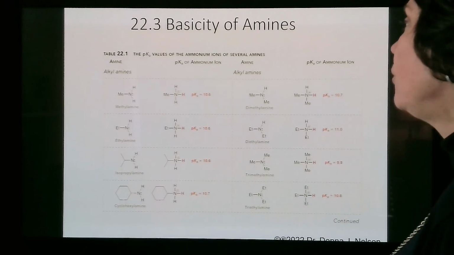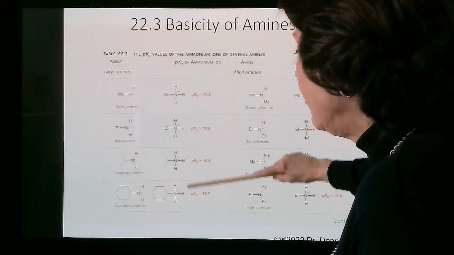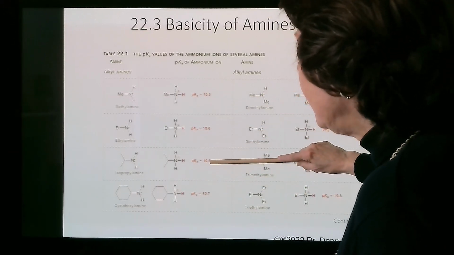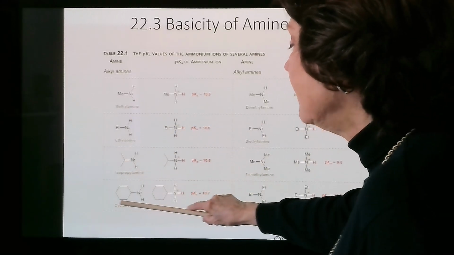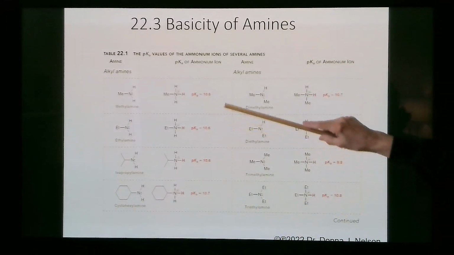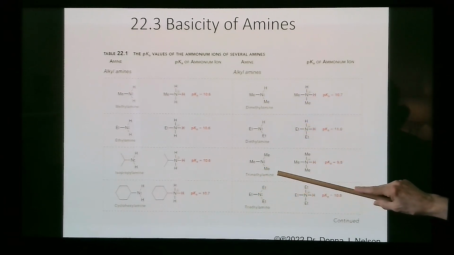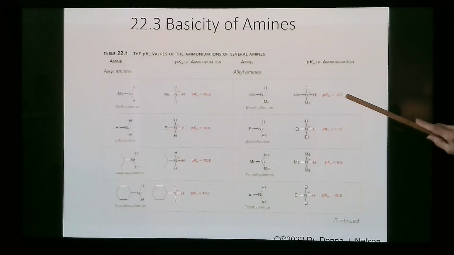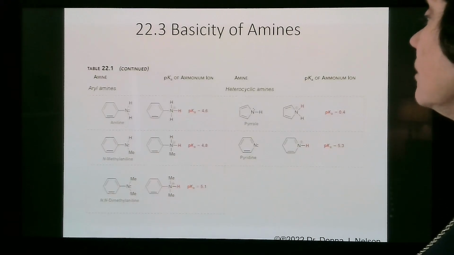Here is a table showing the basicity of amines. Here you can see the pKa's of the protonated amines, 10.6, 10.6, 10.6, 10.7, corresponding to methylamine, ethylamine, isopropylamine, cyclohexylamine. So these are the primary amines. Over here you see some secondary and tertiary amines, and the pKa's are 10.7, 11, 9.8, 10.8. So once again, they're in the range 10 to 11, just as you saw on the previous slide.